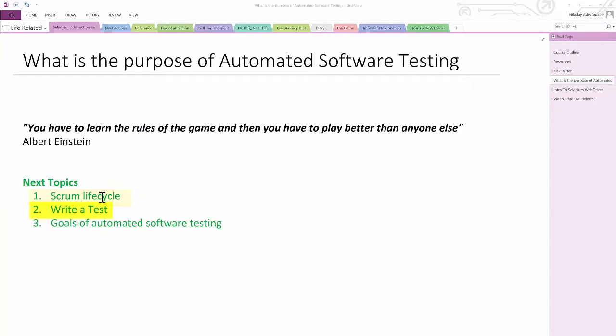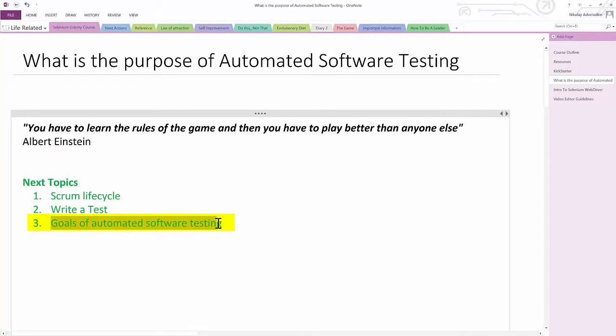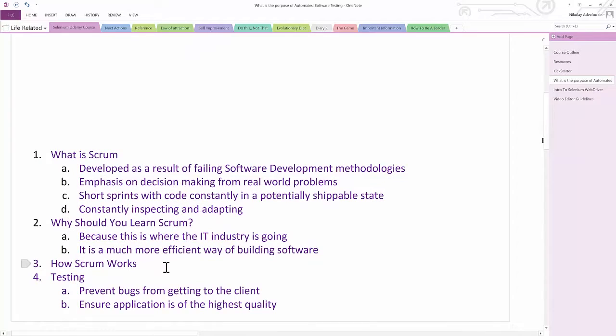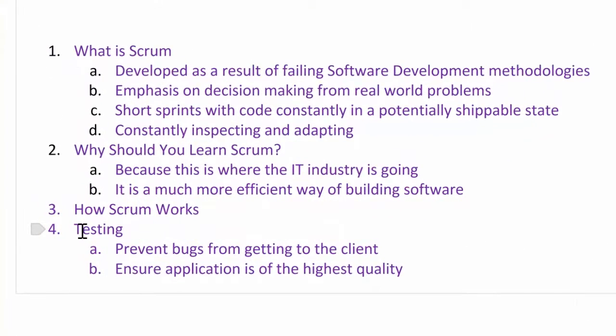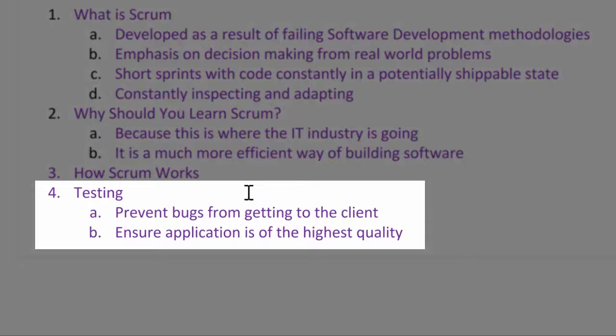The next thing that we're going to do is start writing a manual test, and along that path we're going to understand what automation is, why it's so beneficial, and the goals of automated software testing. So let's talk about testing, which is a loaded topic on its own. It's a huge topic, but for our purposes, I'm going to define it in a few terms.